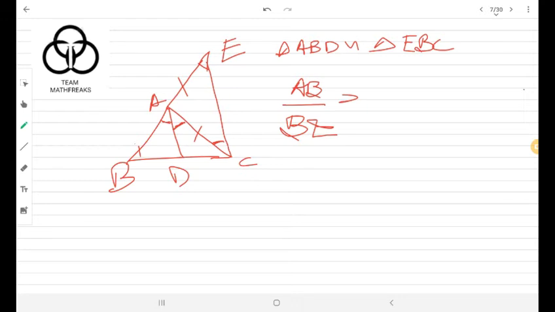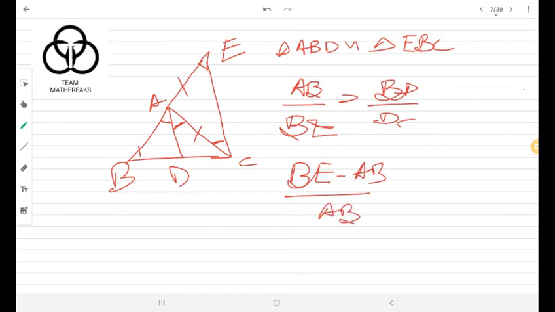AB by BE equals BD by DC. This can also be emphasized as BE minus AB over AB equals CD minus BD over BD.